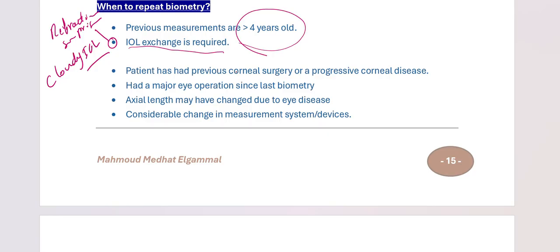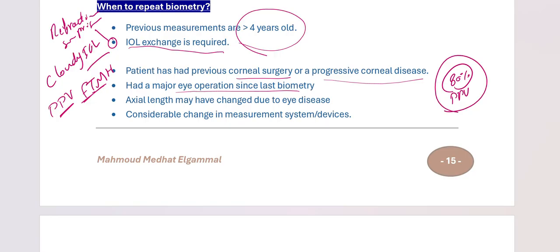If the patient had previous corneal surgery, PRK, keratoplasty, or progressive corneal disease, or if the patient had a major eye operation since the last biometry, for example, a patient underwent PPV for full thickness macular hole repair, and he didn't have cataract surgery on the same occasion. So when he comes back for the cataract surgery, and as we discussed earlier, 80% of patients who have PPV for retinal detachment or even full thickness macular hole will need cataract surgery within 1 year from their surgery. In this case, you need to repeat the biometry.